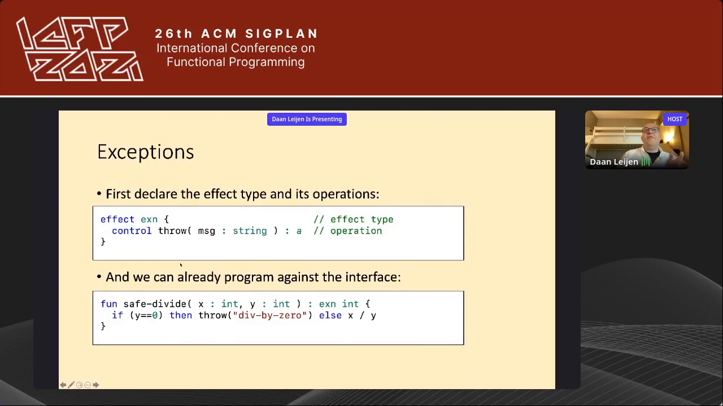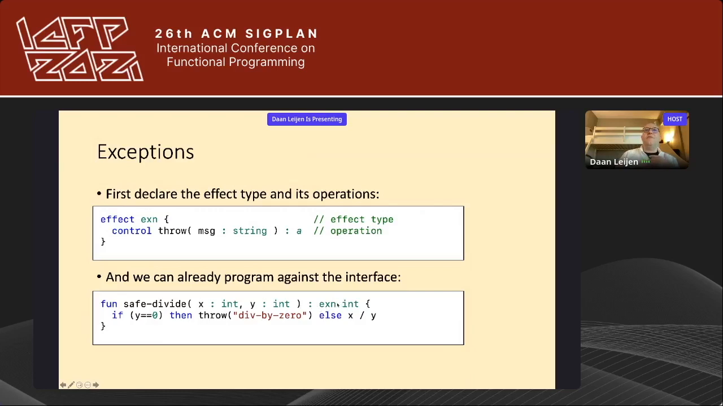And then when you define this, you can already program against the interface. You can use throw because we know its type. So you can write a safe divide that divides x and y, and if y is 0, then I call throw, and since it's for all alpha, it can unify with int. So now we get a function that has the exception effect type because we're using throw, and returns an integer.